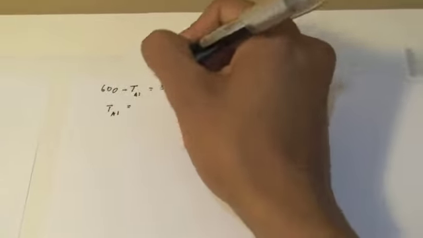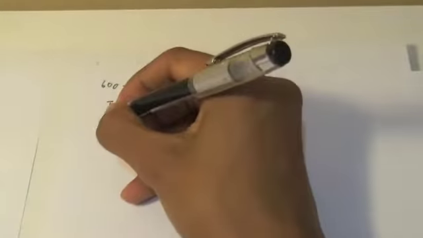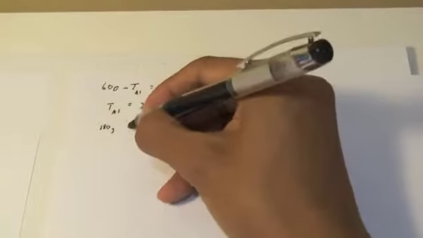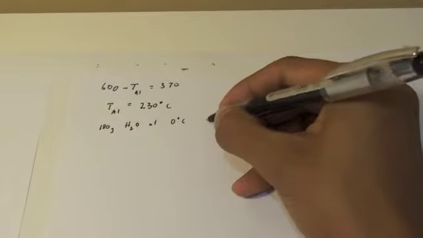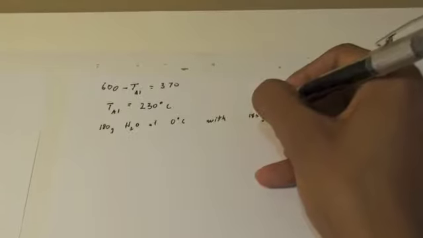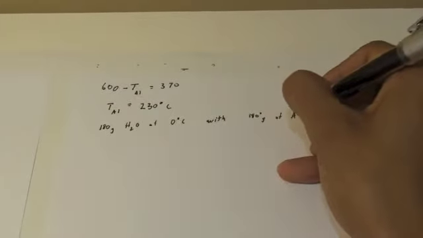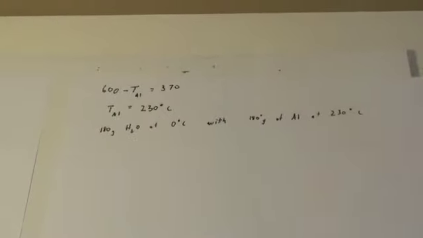So again, just rewriting what we had before, 600 minus the temperature of aluminum equals 370. So the temperature of the aluminum is just 600 minus 370. It's 230 degrees Celsius. And so what do we have now? Well, what we have is 180 grams of H2O at 0 degrees Celsius with 180 grams of aluminum at 230 degrees Celsius. And now we were asked to find what the equilibrium temperature of this would be.